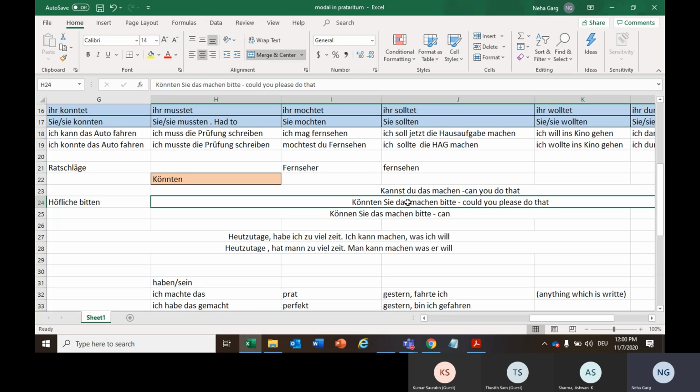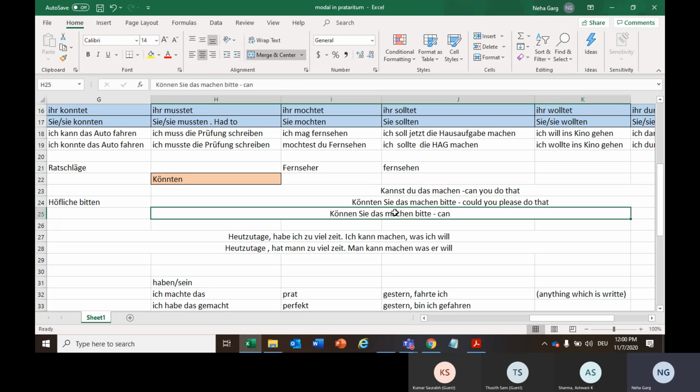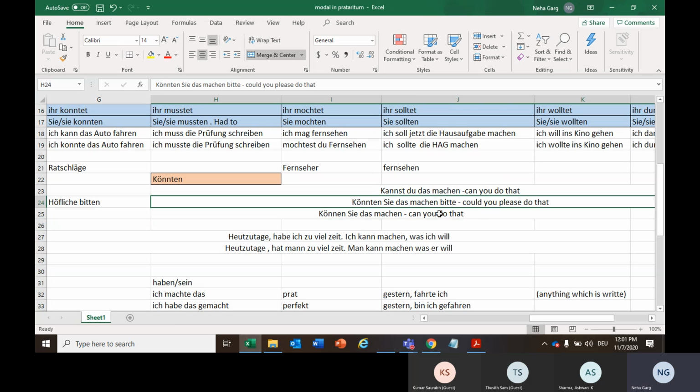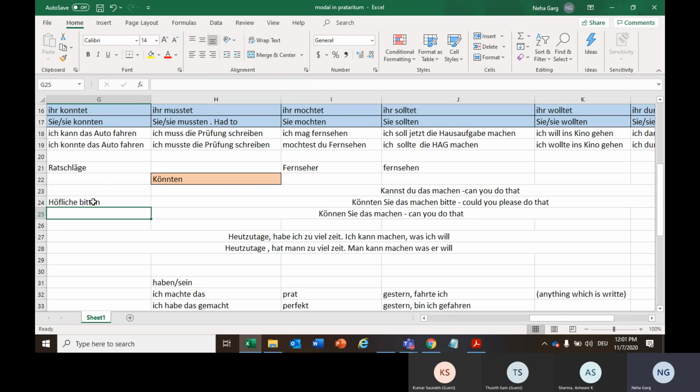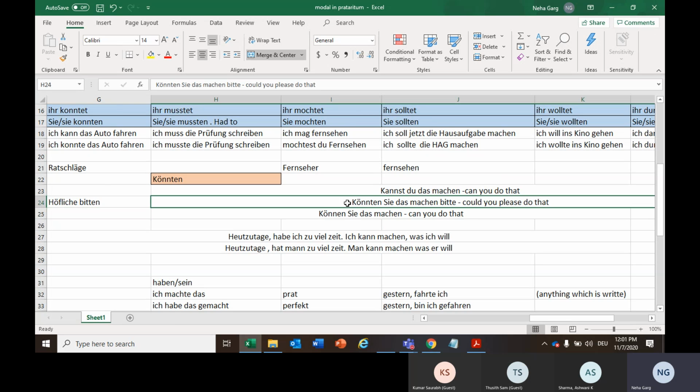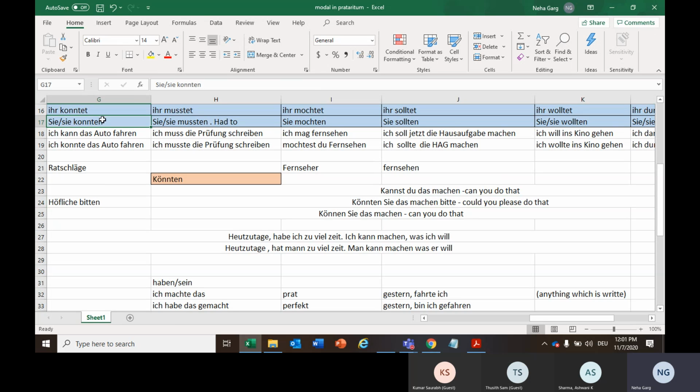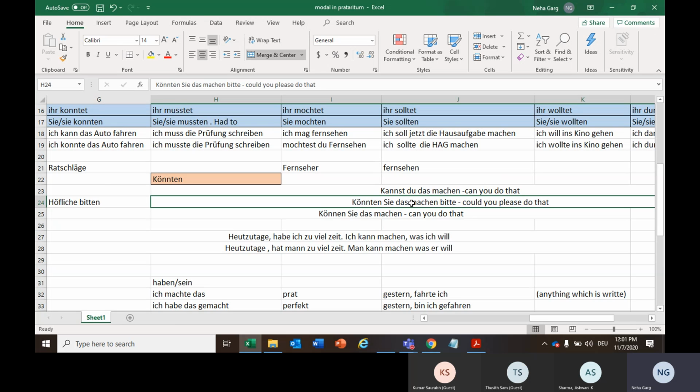So when you say könnten Sie das machen bitte, could you please do that? That means you're requesting, you're asking for a favor. But if you would say the same sentence, können Sie das machen? Maybe you're talking to somebody in a formal way, and then you're using können Sie das machen. That will sound like you're asking about the ability, if they are able to do that or not. Can you do that? So that is why, to sound a sentence polite, like höfliche bitten, we use können in past tense. So not konnten, but könnten. Could you please do that?